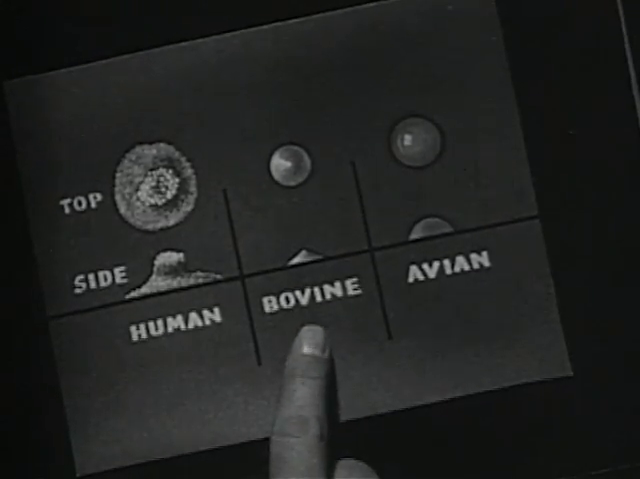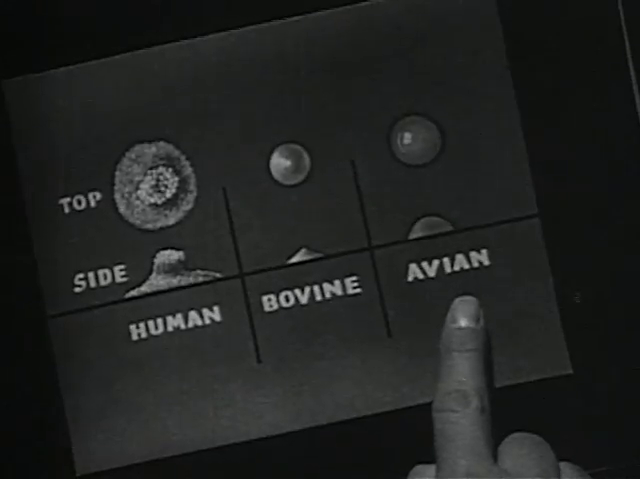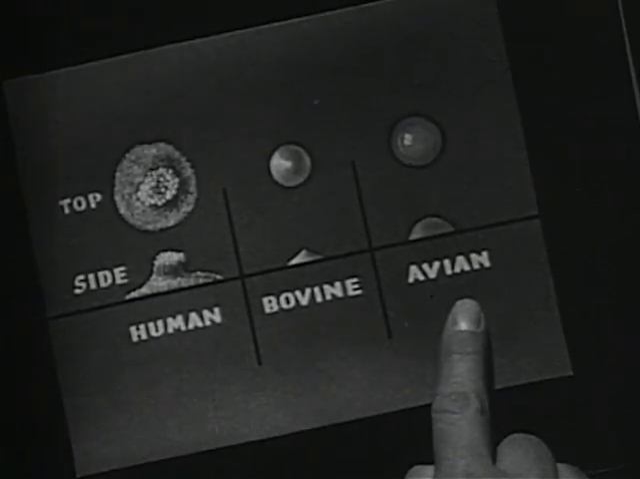Bovine colonies do not show luxuriant growth. They are smooth, pyramidal, and smaller than the other two. Avian colonies are smooth and hemispherical. Their color is faintly yellow.